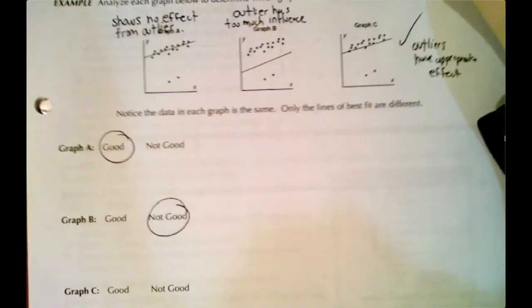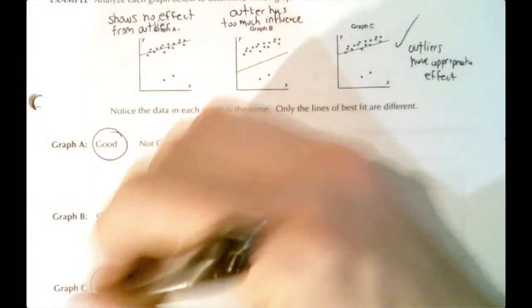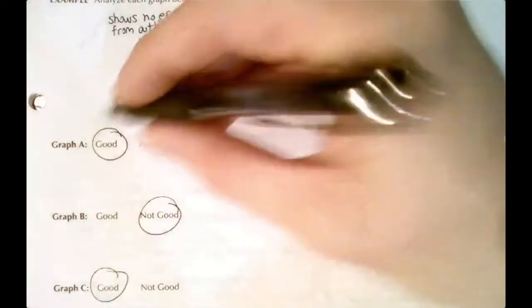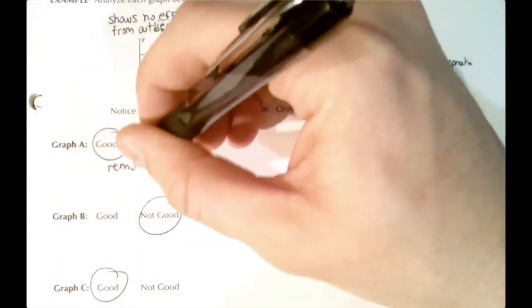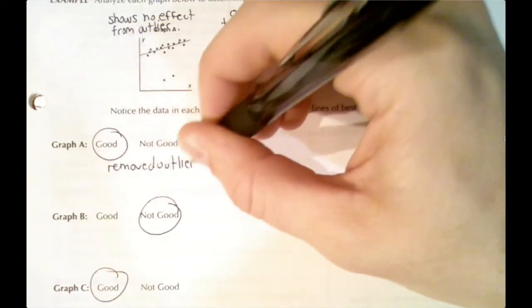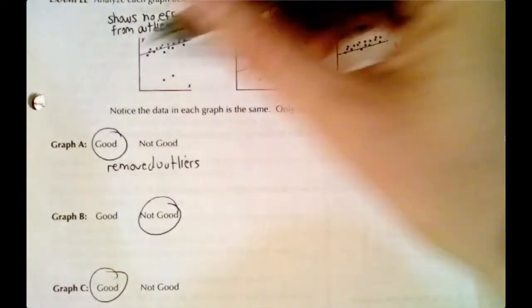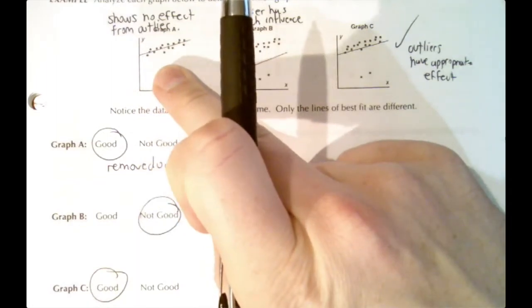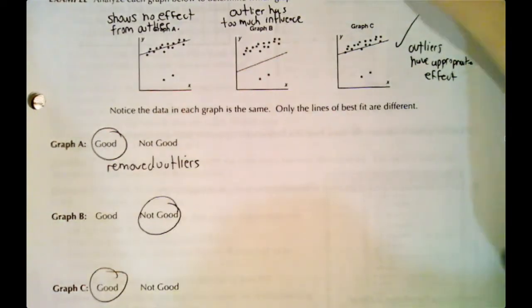And that's good too. Now, when would you use graph A's line or graph B's line? You'd use graph A's line if you removed the outliers. If you don't want them to influence the line at all, you ignore them, and then there's a line of best fit of those points. Graph C is if you keep the outliers.